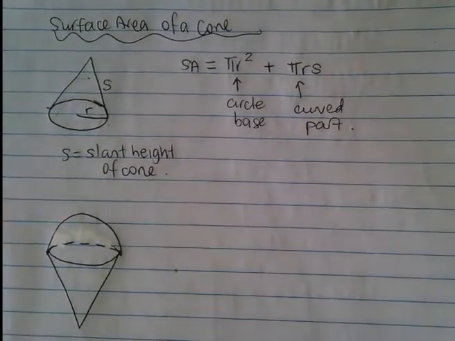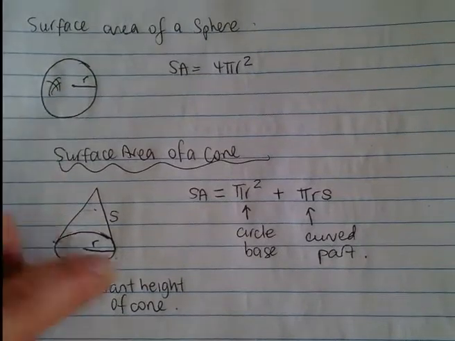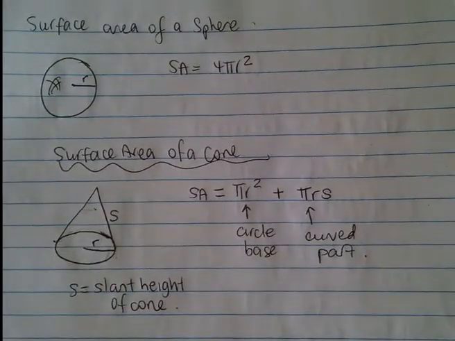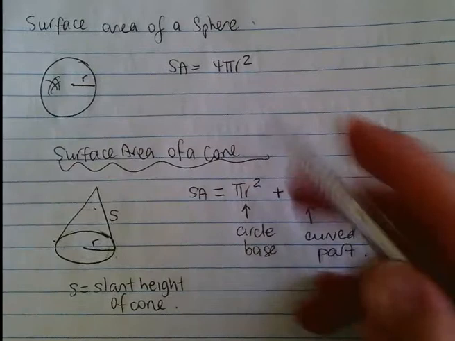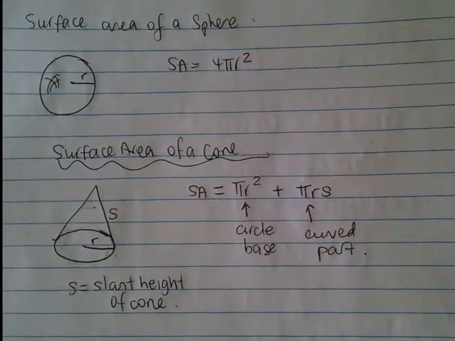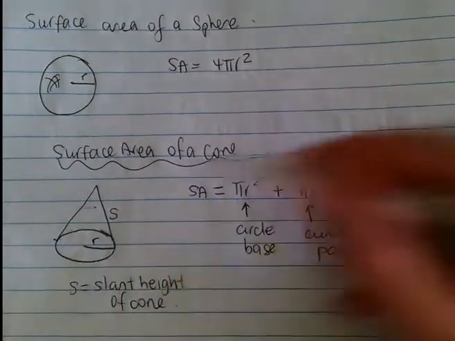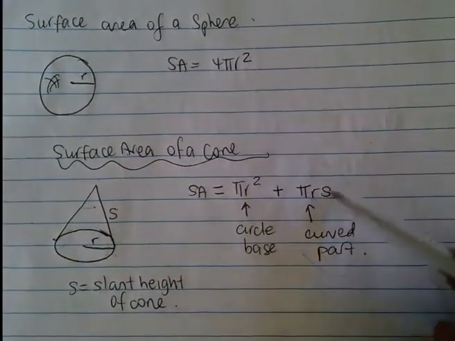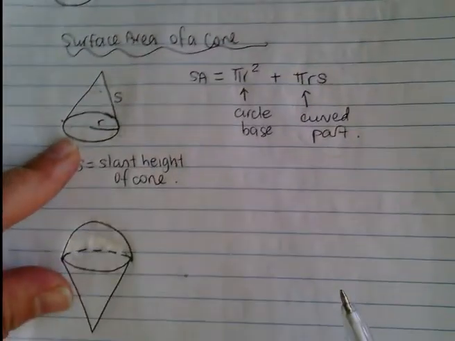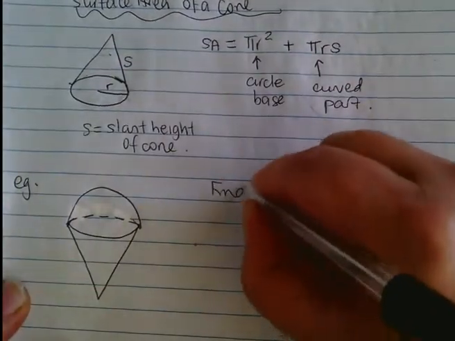So, we know what the formulas are for surface area of a full sphere and for the surface area of a cone, but you've got to understand that the surface area of a cone, just like surface area of a cylinder, you've got to know which parts of the formula are for which parts of the shape. Now, pi r squared is always the circle base, and that is the curved part, pi r s. So, let's look at our cone here. So, we're going to find the surface area of this.